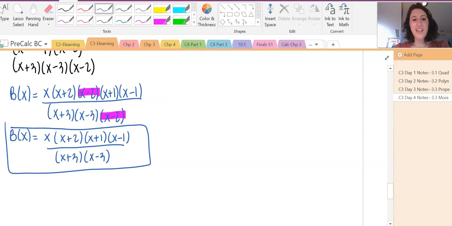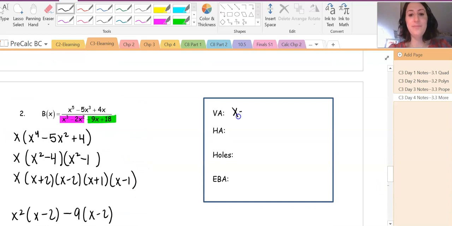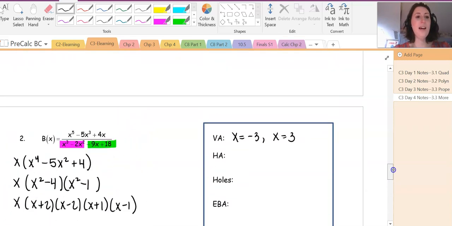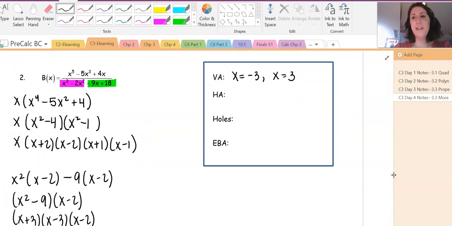Okay, vertical asymptotes. Those are related to these guys. So we should have vertical asymptotes at x equals -3 and x equals +3. Horizontal asymptote. Well, sad day for us. The degree is bigger in the top, so there is none. There's going to be instead another type of behavior asymptote.